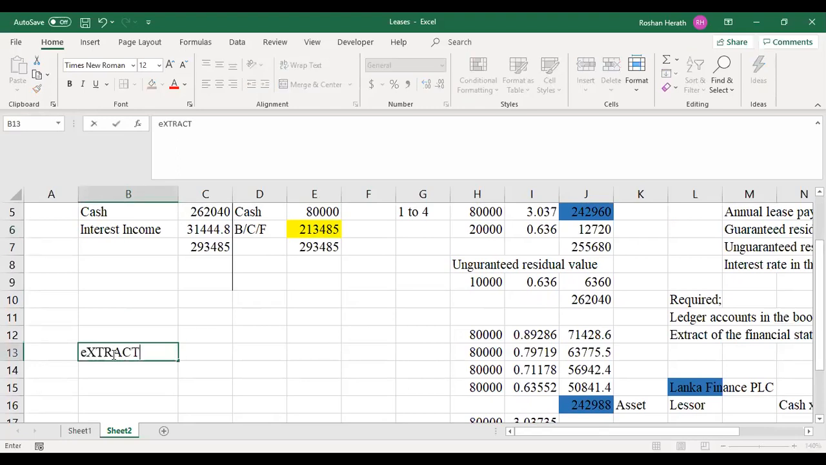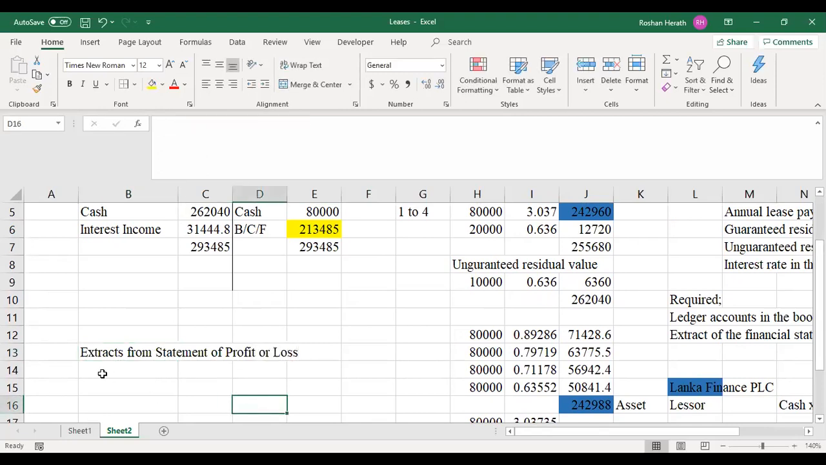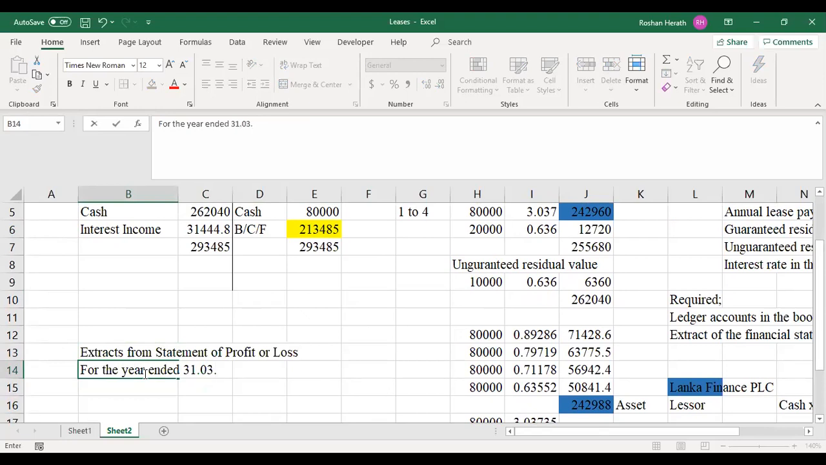Let's provide extracts from the statement of profit or loss. So in the statement of profit or loss for the year ended 31st March 2020, you can see that there's interest income under the other income, or I would say that is their main income. Being a finance company, it's all about their top line. So interest income is their revenue, I would say, interest revenue.